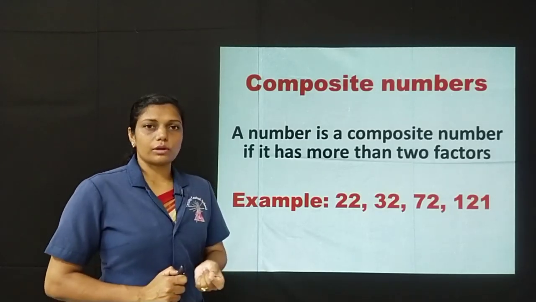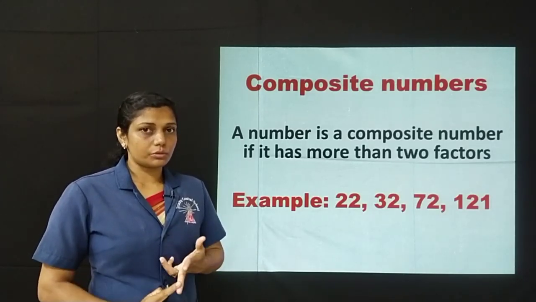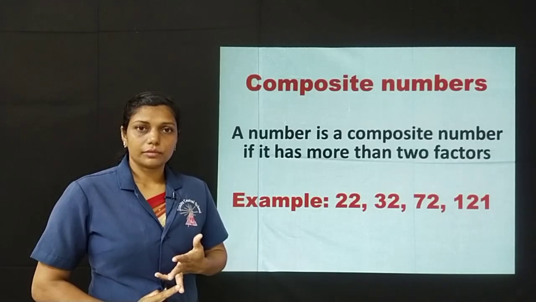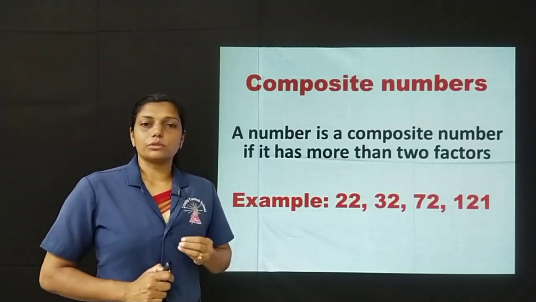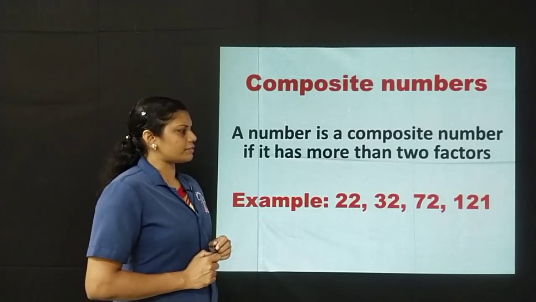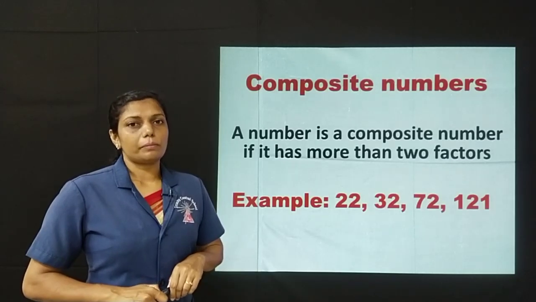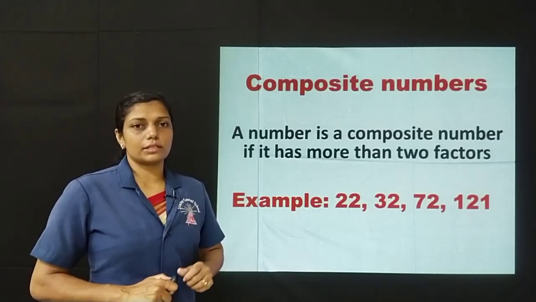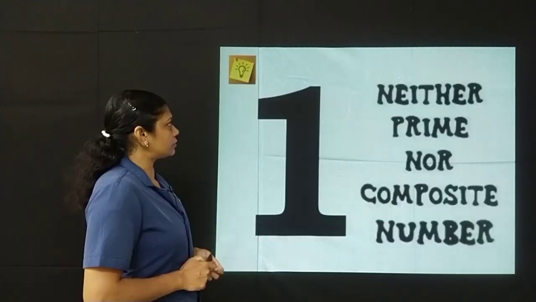32. 32 also has factors like 1, 2, 32, 16, correct? These are the factors of 32. So 32 is not a prime number. Similarly, we have 72 and 121. These are not prime numbers. They are called composite numbers because they have many factors, not just two factors.